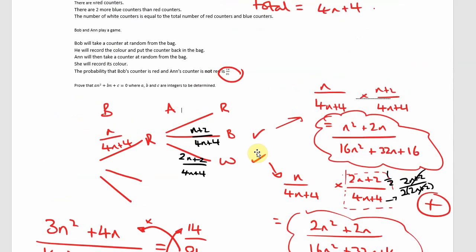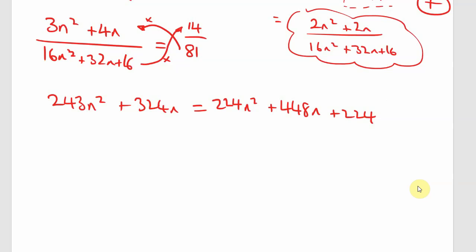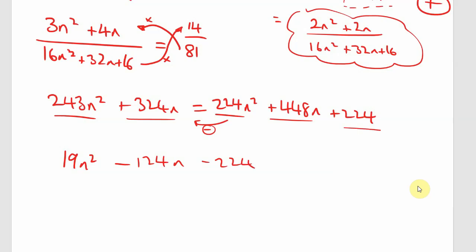224. Let's check what we're wanting to do again. We're wanting to get it in a quadratic equals 0 form, so I'm going to make this equal 0. So I'm going to take all of this stuff over there. 243 take away 224 equals 19n squared, so I've dealt with these two. And then I'm going to do 324 take away 448. That gets me minus 124n. And then I'm going to take away the 224.